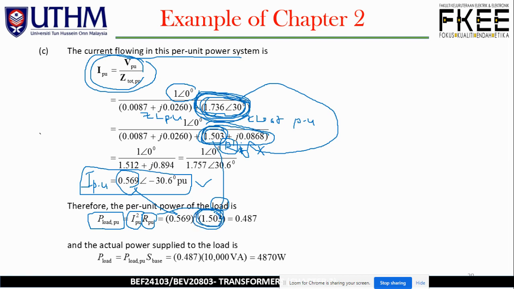Since you are calculating the power of the load, giving P load PU equal to 0.487 PU. And to add to that, the actual power supplied to the load is, so we have basically this equation where we have the S base equal to P load actual over P load. Okay, so we have a P load over here as base.